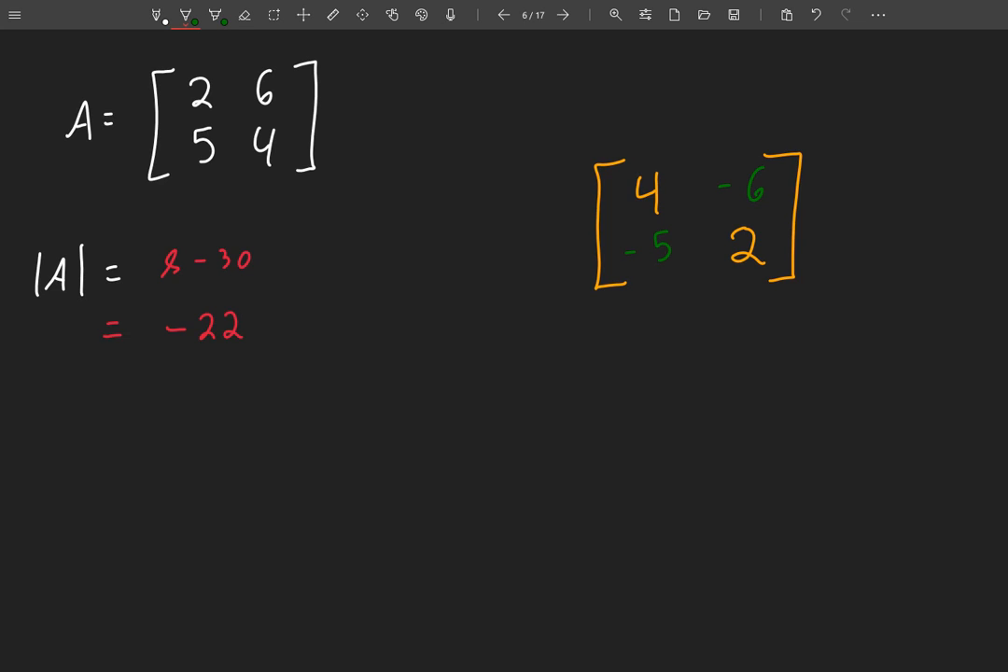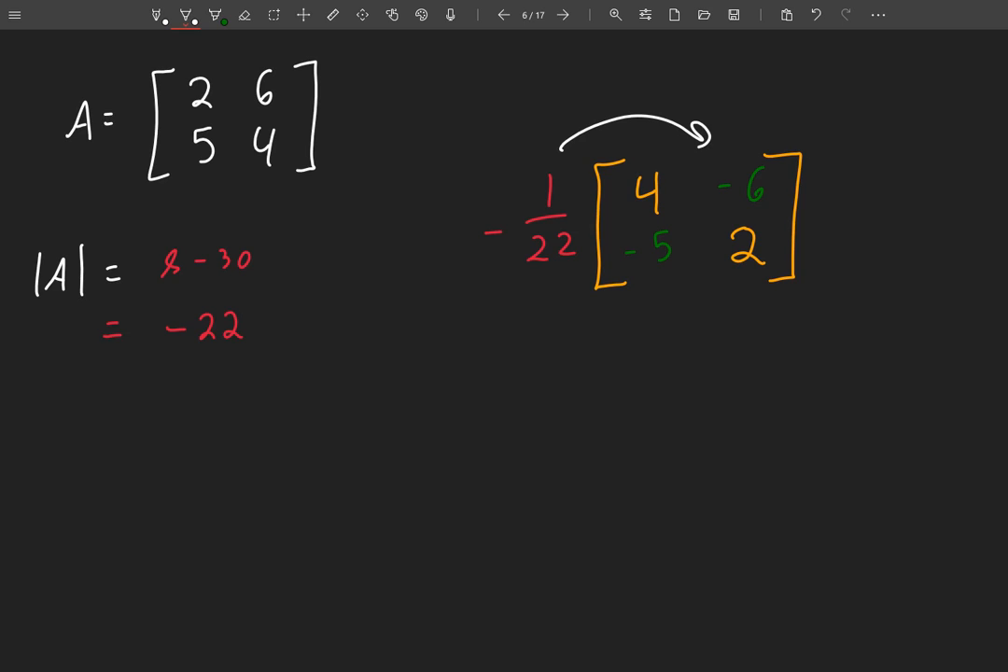Then what I'm going to do is take this determinant here and put it under 1. So I have negative 1 over 22, and then this matrix. Now there's going to be one more step. Now what I'm going to do is multiply everything in this matrix by that. I'm going to distribute, if you will, this negative 1 over 22 into this matrix.